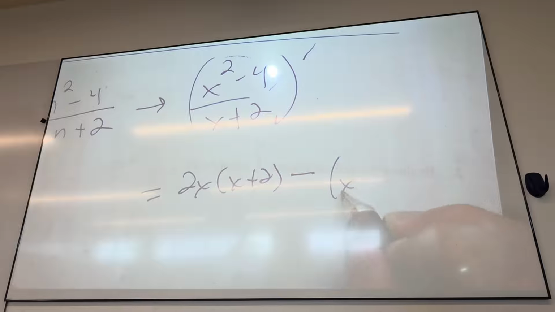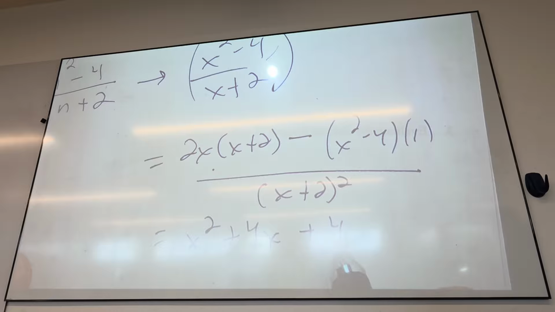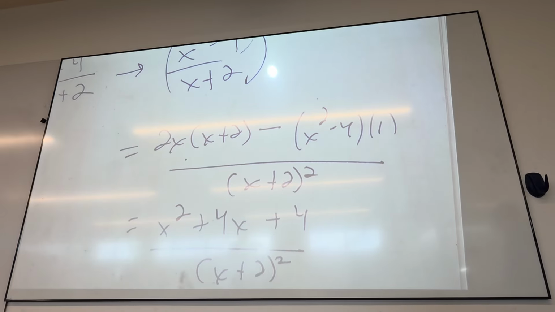So now I leave the top alone. Derivative of the bottom is easy. All over this squared. So I get 2x squared minus x squared is x squared. And then I get 4x minus negative 4, so plus 4. Ooh, this is neat. I didn't even mean to do this. Is that true? Yep. Neat. So this becomes 1 over x plus 2. 1 over x plus 2.